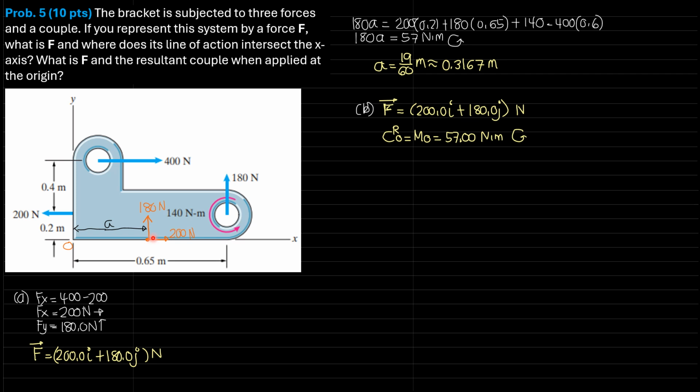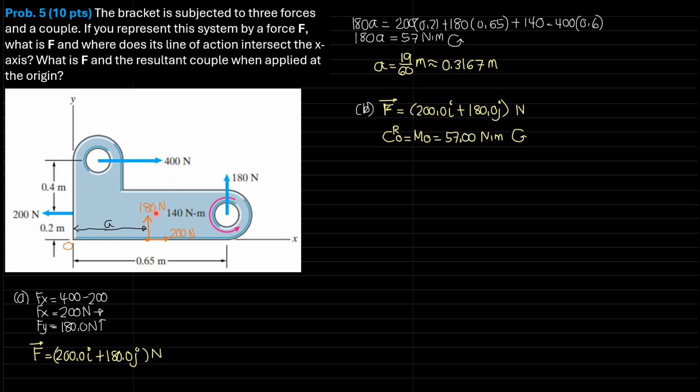Then for the intersection of this resultant with the x-axis, only the y component of the resultant force will have moment about O. So we assume that it is counterclockwise because 200 times 0.2 is counterclockwise, 180 times 0.65 is counterclockwise, and the couple is also counterclockwise. There's only one clockwise moment, due to this 400 newton force, so we anticipate that the resultant moment about O is counterclockwise.